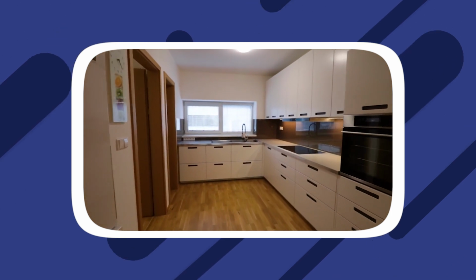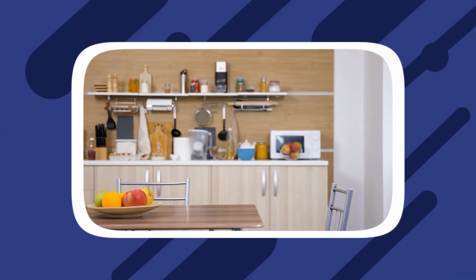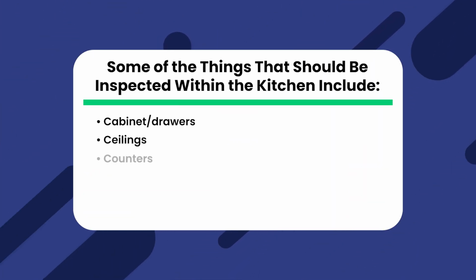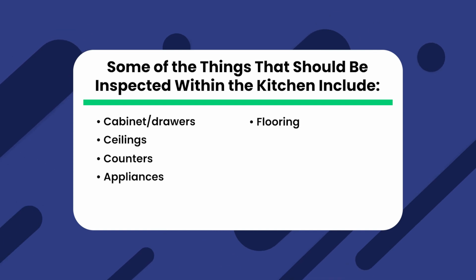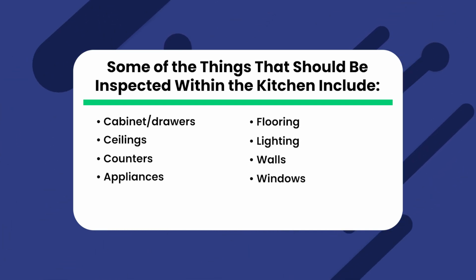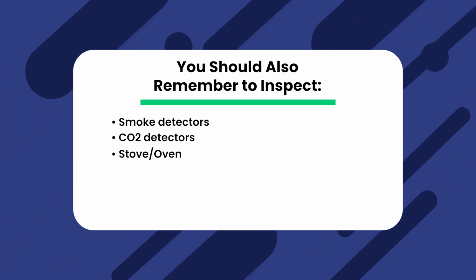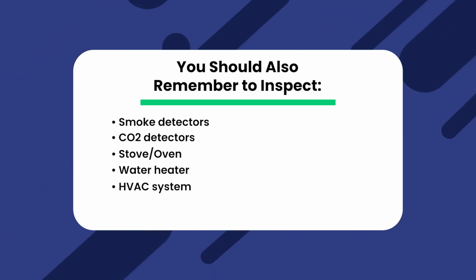The kitchen is one of the places with the most space for damage. Since there's a high chance of there being damage, it must be inspected very thoroughly. Some of the things that should be inspected within the kitchen include cabinets, drawers, ceilings, counters, appliances, flooring, lighting, walls, and windows. Also, since the kitchen releases more smoke than any other section of the house, you should also remember to inspect smoke detectors, CO2 detectors, stove and oven, water heater, and HVAC system.